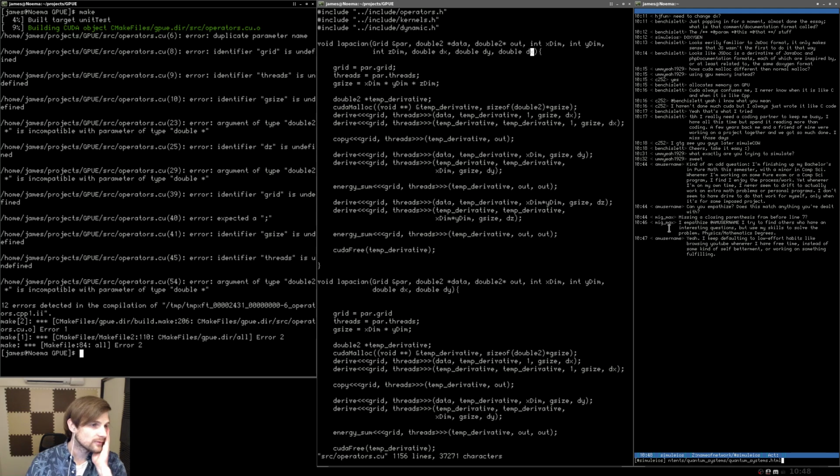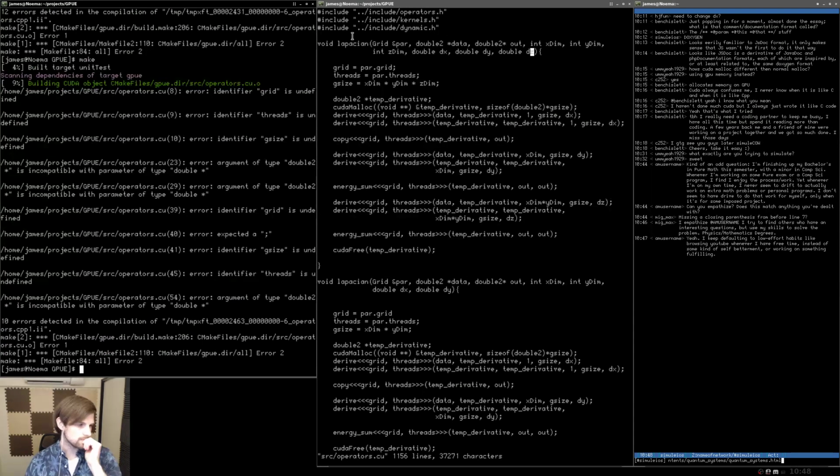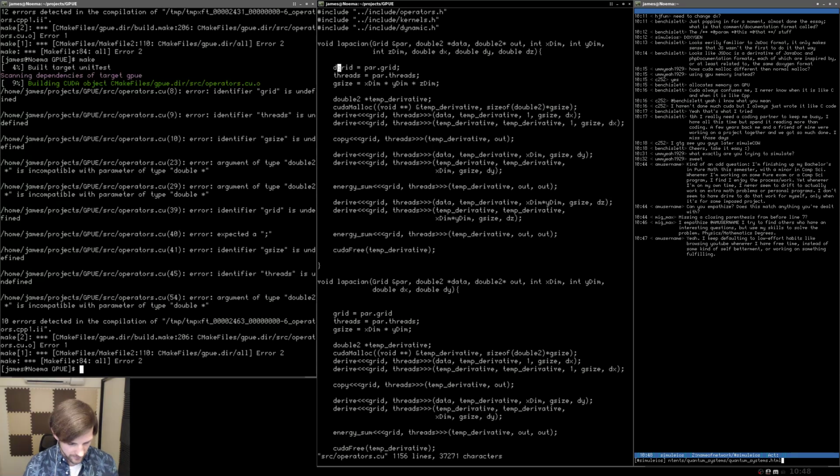Okay, so it's saying error duplicate parameter name. Oh, duplicate parameter name. What is your problem? Par, data, out, x dimension, y dimension, z dimension, double dx, double dy, double dz. Error undefined, identify a grid. That's because I forgot a dim3 here. And we need it there. And we also need it down here. And let's go ahead and make that.